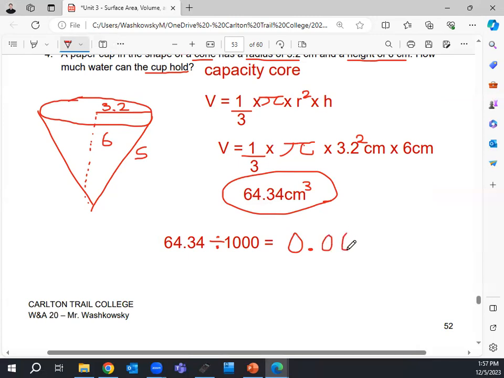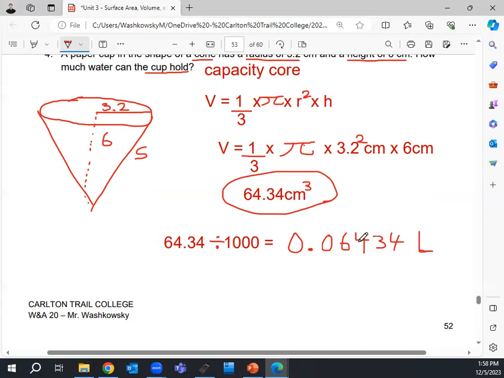And if I do that, I should get 0.06434 liters. That's kind of a hard number. So I would accept this as an answer. I would accept 0.06 liters. I'm going to convert this though into milliliters. Anyone know how many milliliters are in a liter?